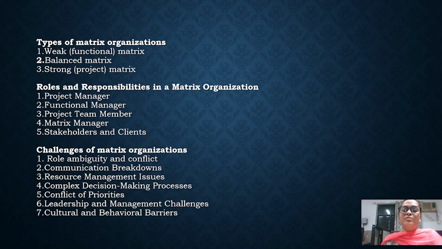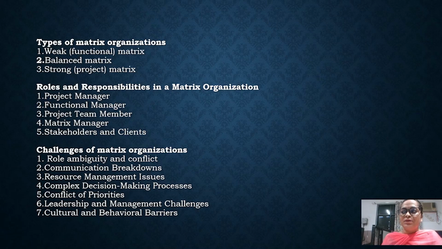Second, we have the functional manager. Now, what would be the working of the functional manager? A functional manager will oversee the departmental resources, and he will provide the specialized expertise essential for the project implementation, right? So their role will center on managing and allocating the resources, right? Such as skilled personnel or technical assets to support the project activities, which will fulfill the operational objectives within the respective department.